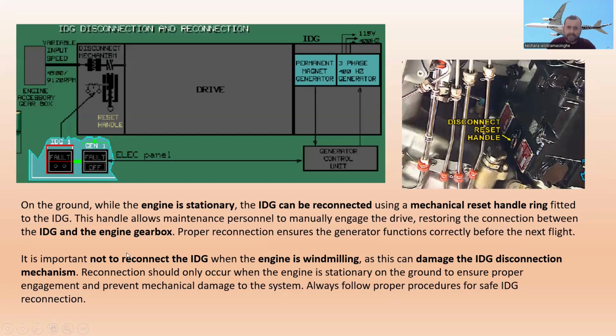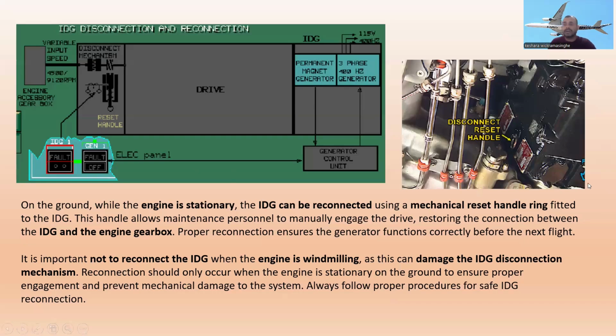Proper reconnection ensures the generator functions correctly before the next flight. There is an important thing: do not reconnect the IDG when the engine is windmilling. It is very important, right? When the engine is windmilling, do not reconnect the IDG, as this can damage the IDG disconnection mechanism. Reconnection should only occur when the engine is stationary on the ground to ensure proper engagement and prevent mechanical damage to the system. Always follow proper procedures for safe IDG reconnection.